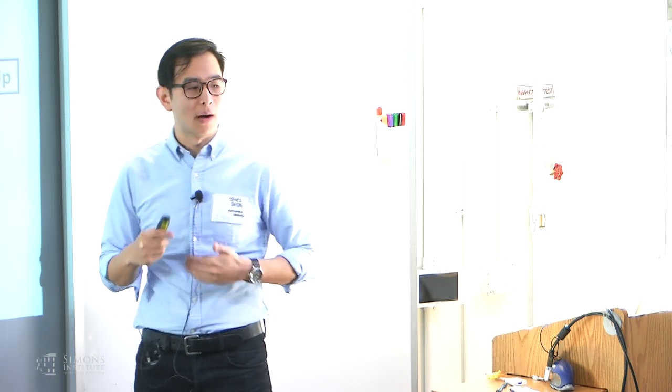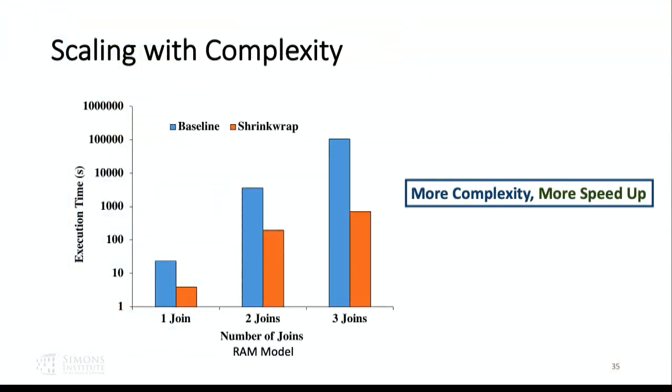Finally, we also want to show how we scale with more complex queries, right? And so basically we use joins as a shorthand for how complex a query is. As the number of joins increases, the more speed up we actually got. And that makes sense because you get the cascading benefits through the joins.